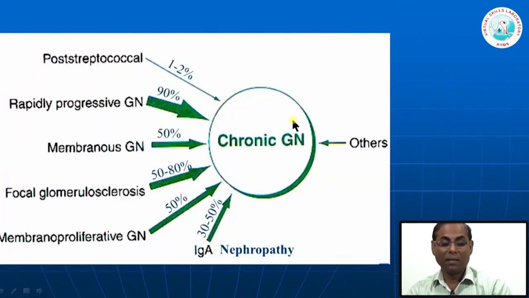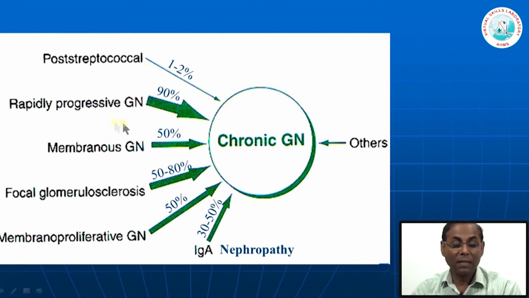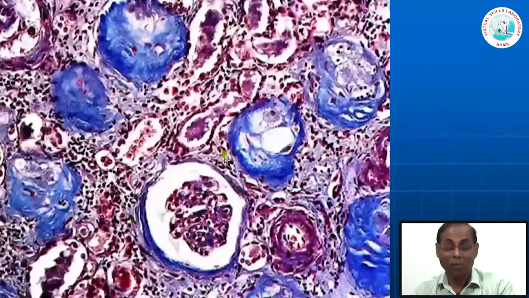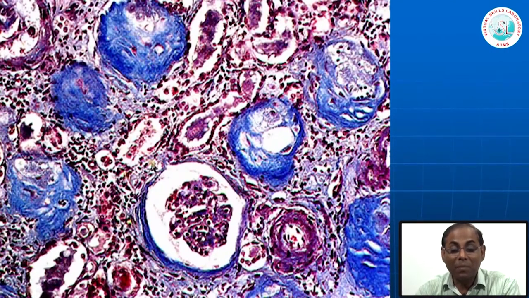Now, this diagram shows that around 1 to 2% of post-streptococcal glomerulonephritis can go to chronic glomerulonephritis. Rapidly progressive glomerulonephritis, almost 90% can go if not treated or managed properly. Membranous glomerulonephritis, 50% can go to chronic glomerulonephritis. Focal segmental glomerulosclerosis, also 50 to 80% will finally lead to chronic glomerulonephritis. And IgA nephropathy, around 30 to 50% progress to chronic glomerulonephritis. So, you see most of these glomerulonephritis may have a quite progressive course, except the post-streptococcal one, which is mostly reversible.